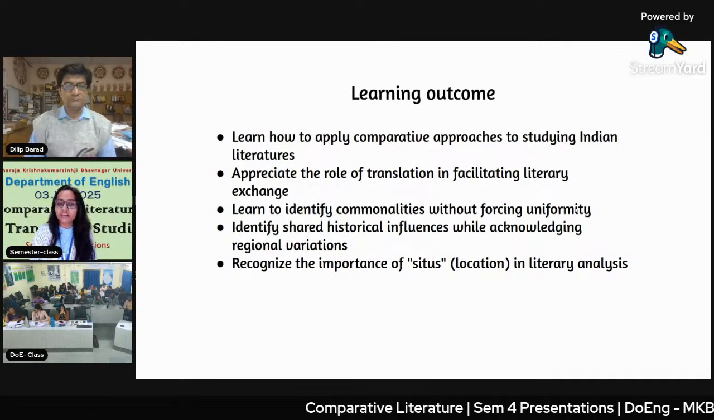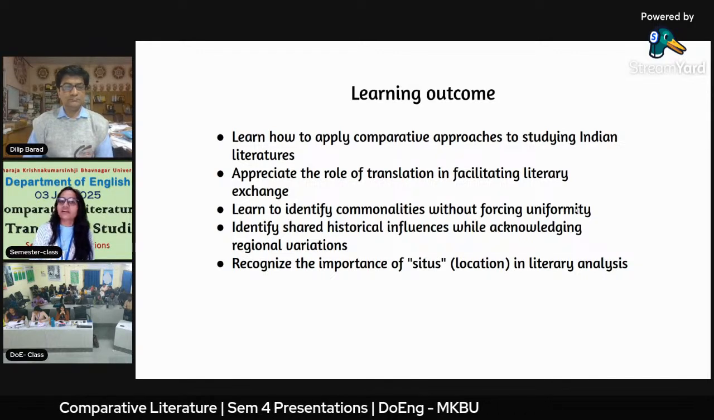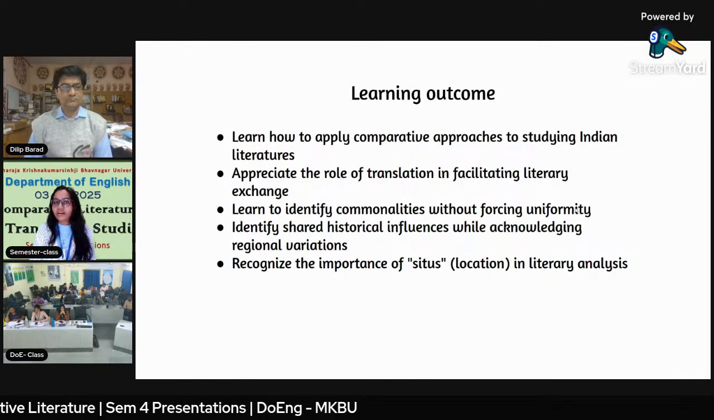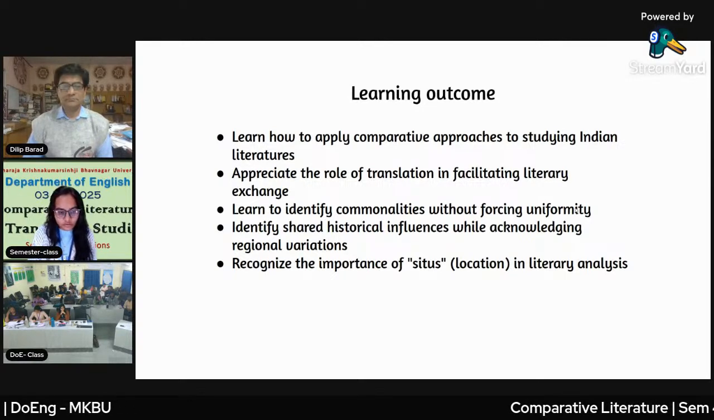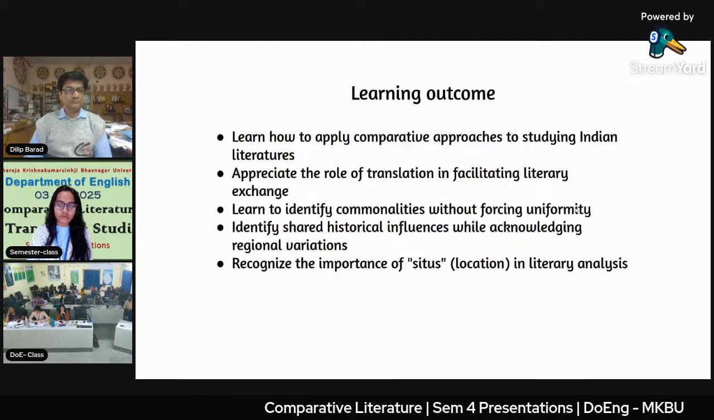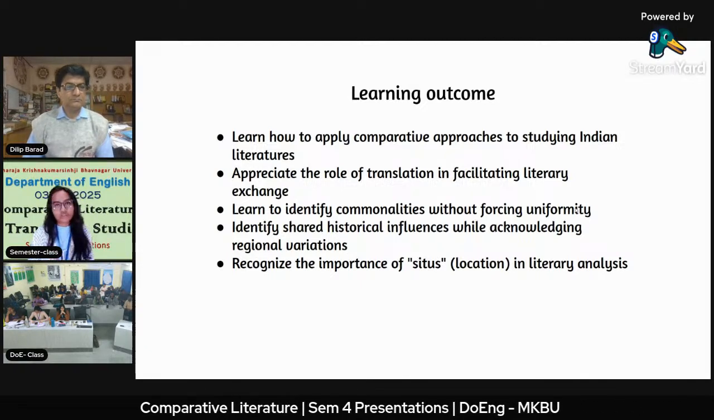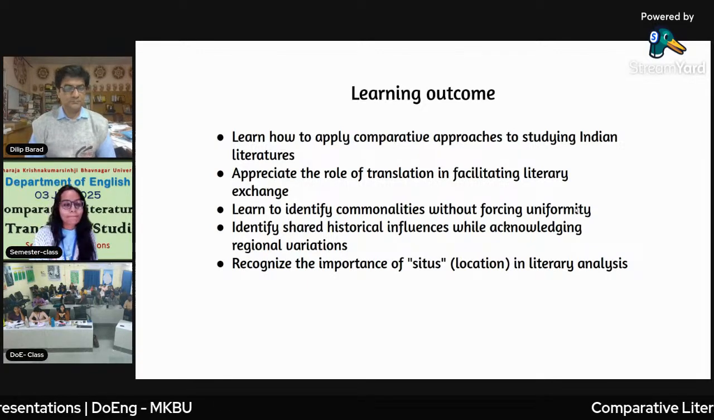I also learned to identify commonalities without forcing uniformity. We basically have the idea of unity, but at the same time appreciating diversity. That's what I also learned. I also identified shared historical influence by acknowledging regional unities, and at the end and most important, I recognized the importance of context in literary analysis in practical life as well.